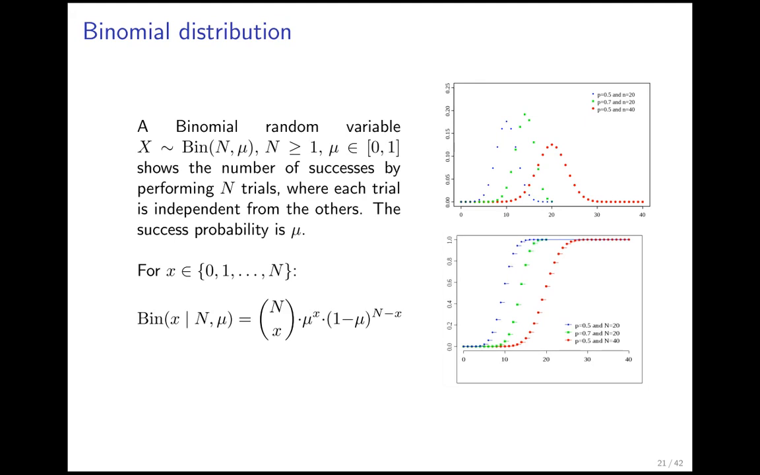The PMF, you can find it on the bottom of the slide, and it's defined for all integers between 0 and n, because if you do n trials, you can have between 0 and n successes.